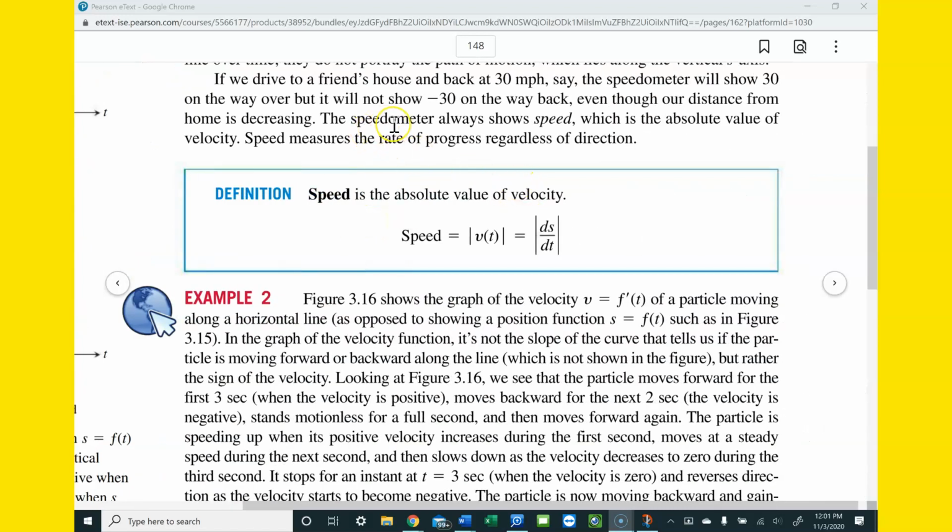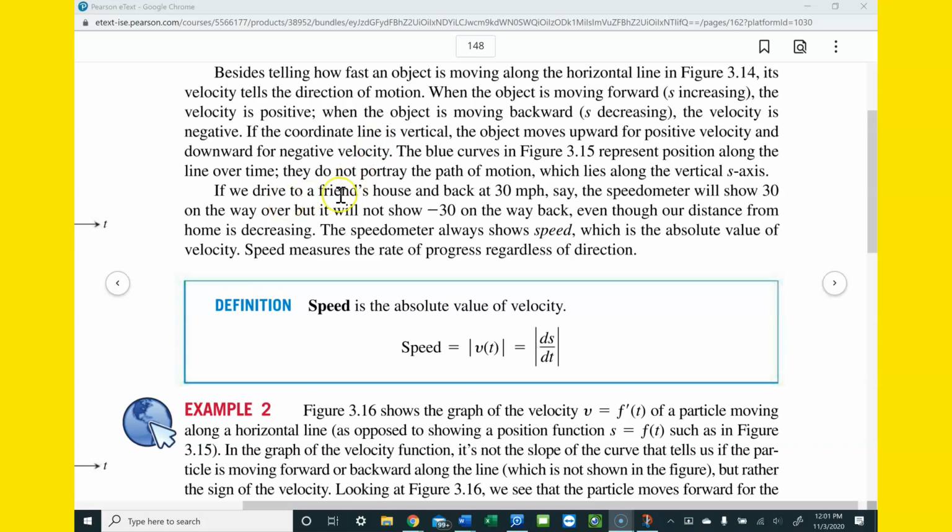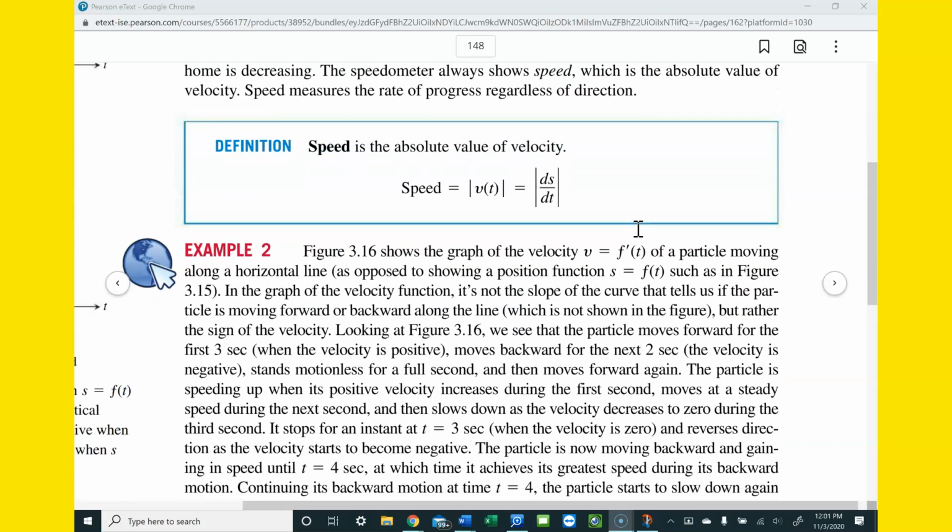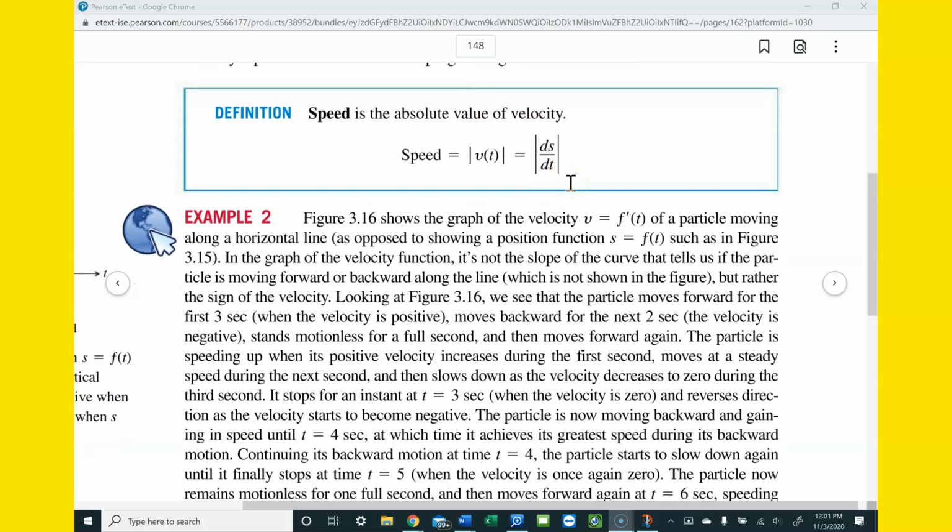All right, however, when we talk about speed, like on your speedometer, it doesn't say 30 miles per hour, it doesn't say negative 30 miles per hour when you're going backwards, or when you're returning home from work. It doesn't say negative 30. It just says 30. Because speed is the absolute value of velocity. Speed is what's called a scalar. It only has a magnitude. It does not have a direction. It's not concerned with direction.